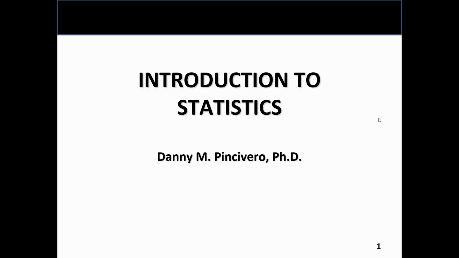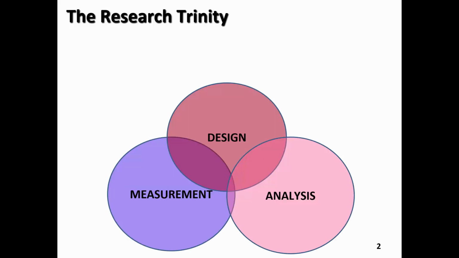In this lecture, we're going to provide an introduction to statistics by first examining the general role of statistics in the research process. One way to describe that is through this idea of the research trinity, suggesting that there are three core elements to conducting research, which is design, measurement, and analysis. In the first part, the design aspect is really the first stage that establishes what I call the integrity of the research.